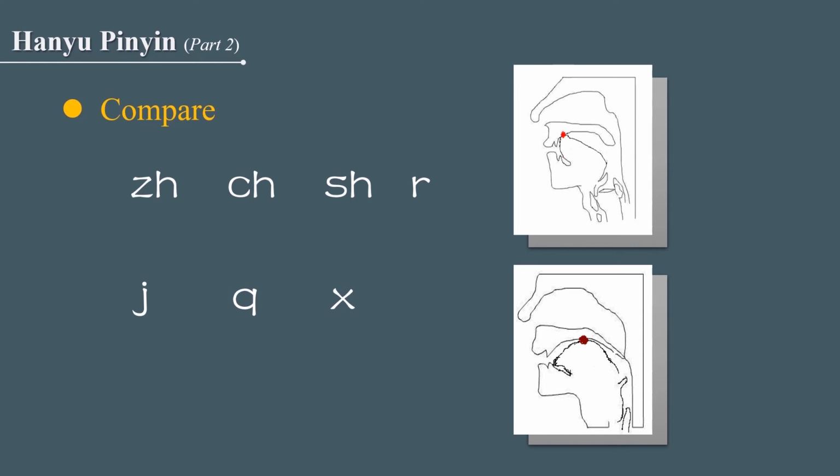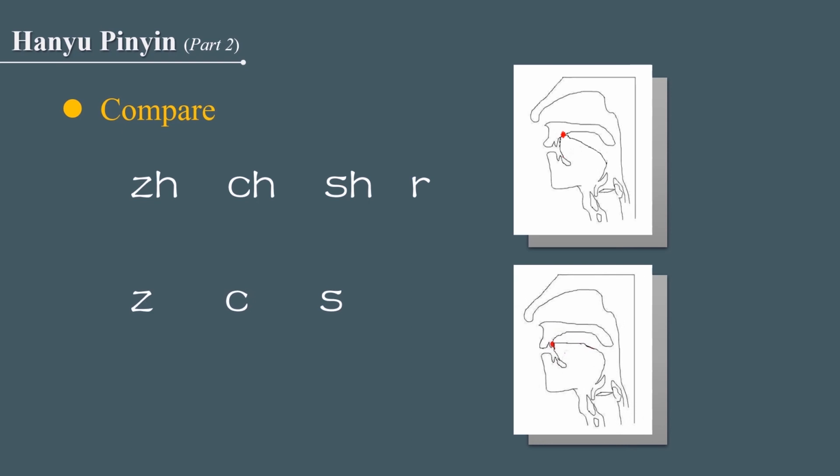Now, let's compare these two groups of initials. The first group, zhi, chi, shi, ri, are a series of cacuminals, which are pronounced with the tongue tip turned up and coordinating with the front part of the hard palate. The second group, ji, qi, xi, are known as coronals. They are pronounced with the surface of the tongue touching or approaching the hard palate. Compared to the first group, the second group are dentals.